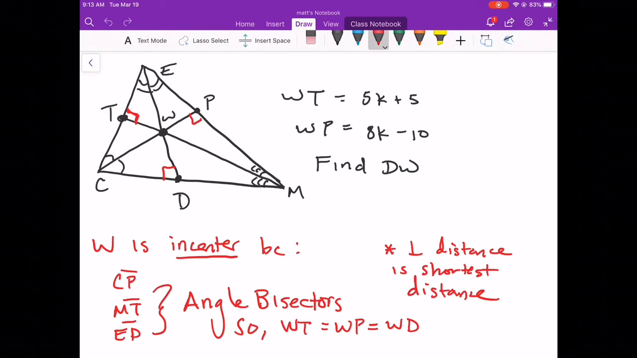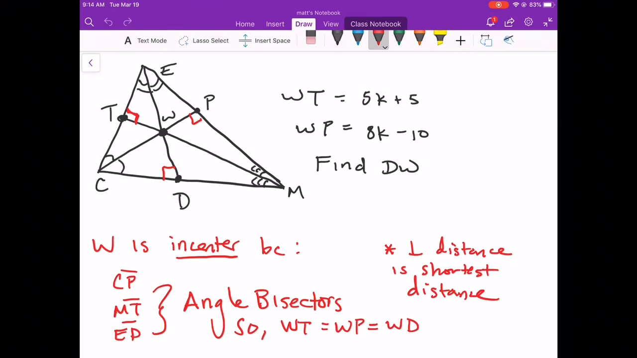So here's our final example with our points of concurrency. So right away you should recognize that ED, CP, and MT are all angle bisectors because they're cutting these angles, angle E, angle C, and angle M, into congruent parts. So what that would then mean is that W is an incenter, so it's equidistant from the sides of the triangle. So these right angles indicate that that's the perpendicular distance from W to that side.